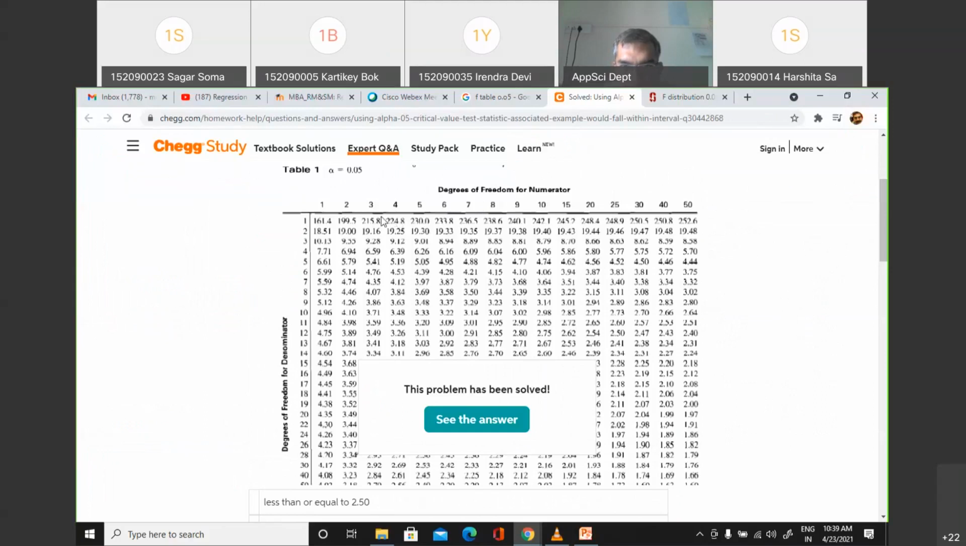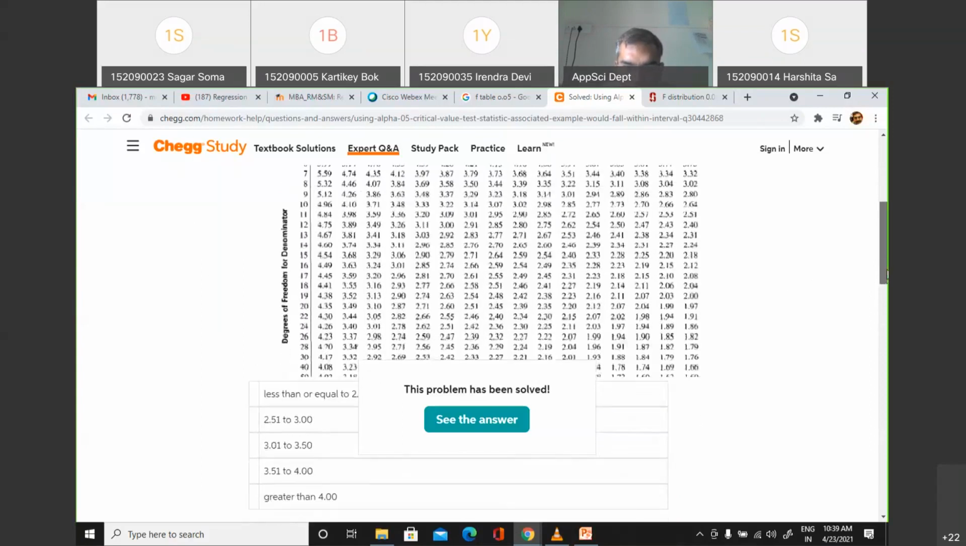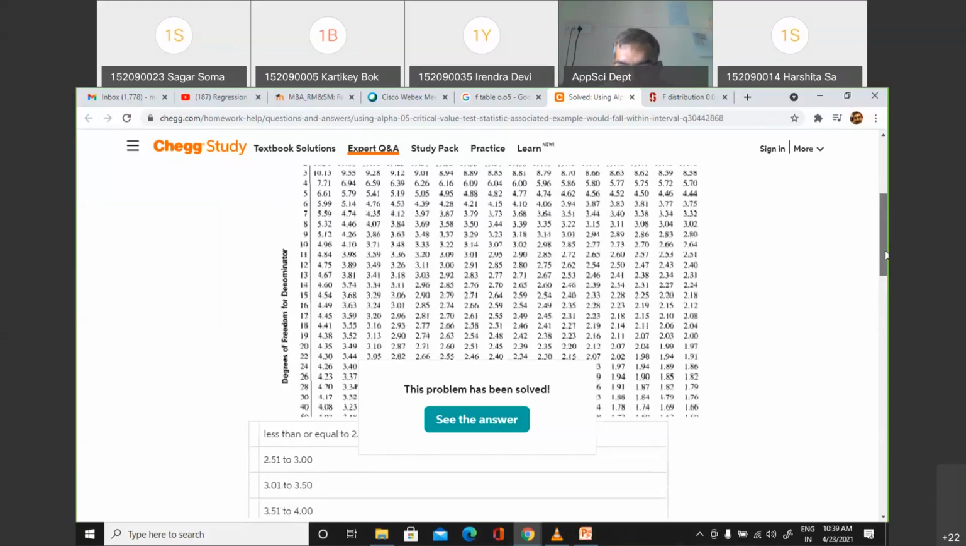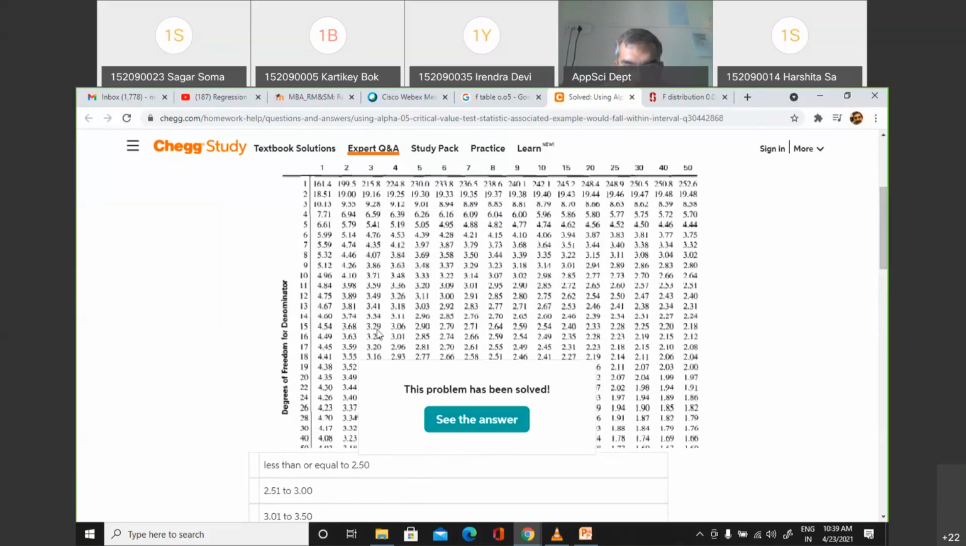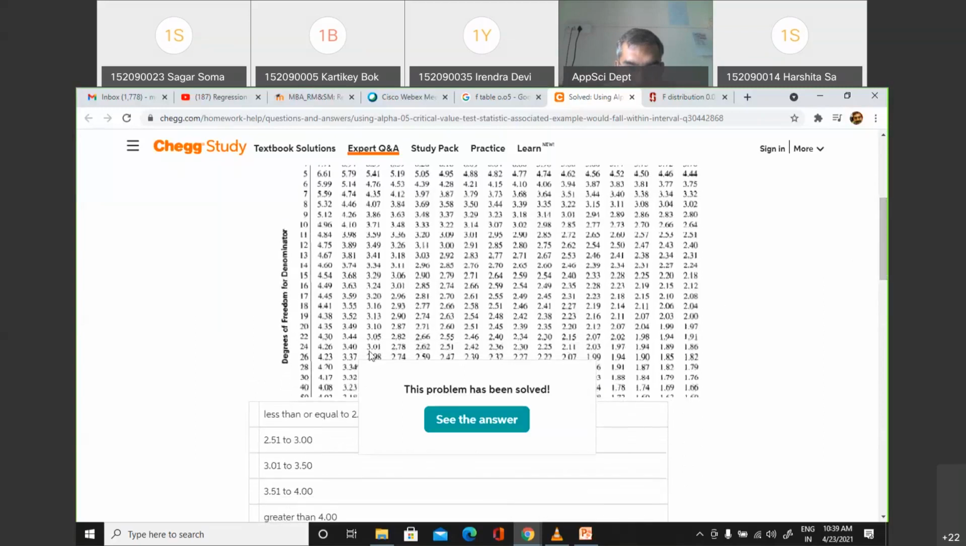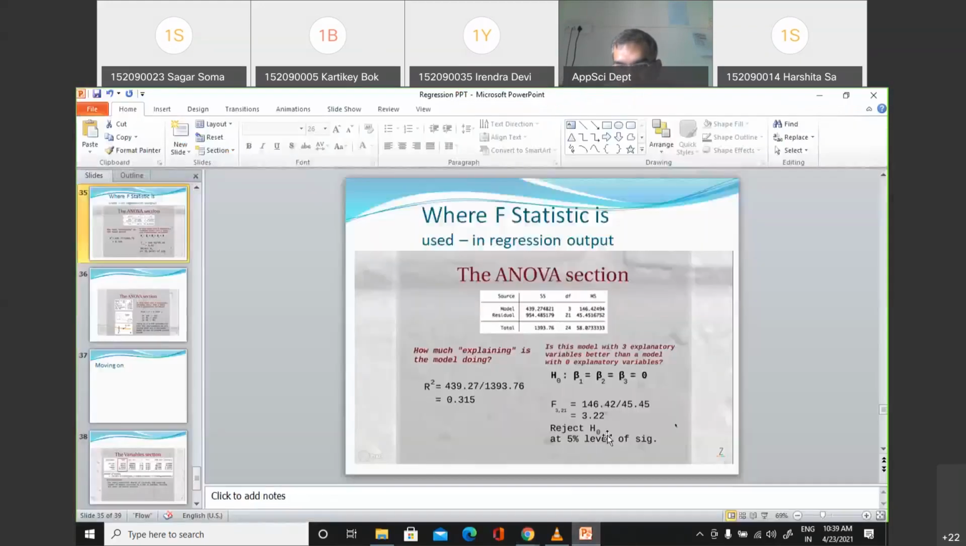The degrees of freedom of the numerator is on this axis, the columns. The degrees of freedom of the denominator are the rows. Here we have 3 degrees of freedom in the numerator and 21 in the denominator. Wow, 21 is conveniently missing. This is odd, but we get a somewhat near value. If we take the value for 22 as well, it is around 3.05. A similar value we have, 3.22. So the actual value is 3.22.